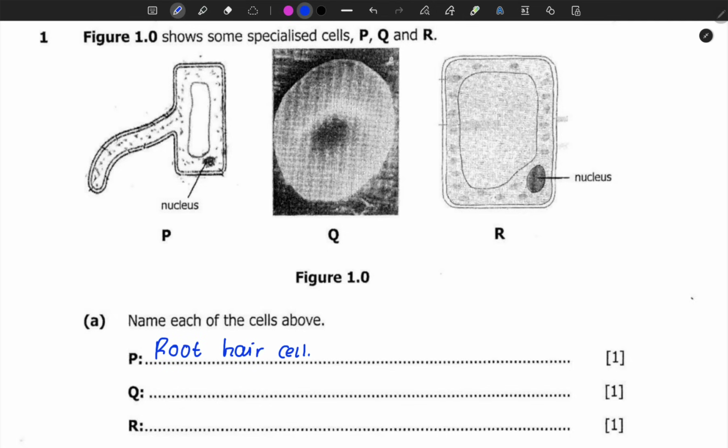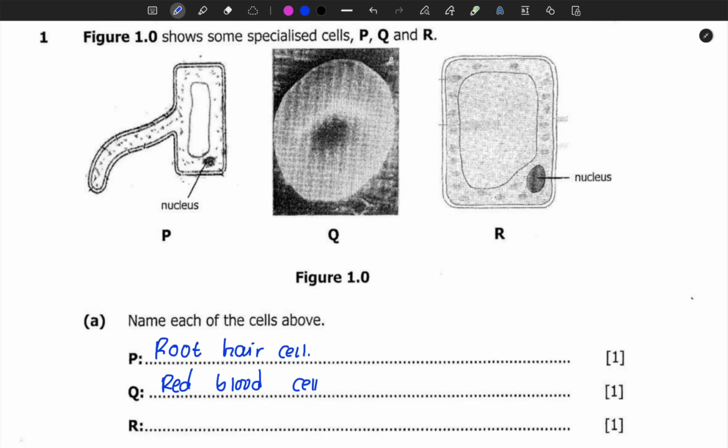So that is for P. Then Q. Q, we've got a biconcave kind of a shape and it is irregular in shape. So whenever you see a structure like this one, just remember that you're dealing with a red blood cell. So a red blood cell is one of the components found in blood, or one of the components that forms the blood. Then we have R.